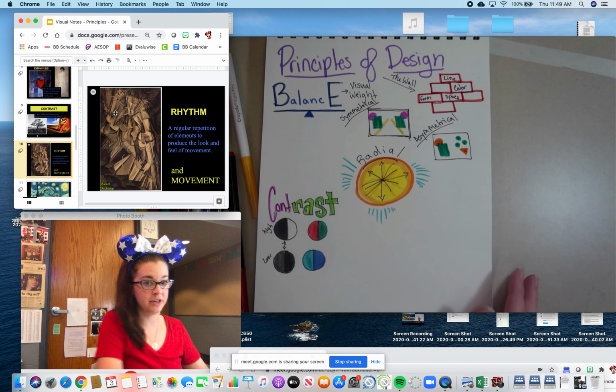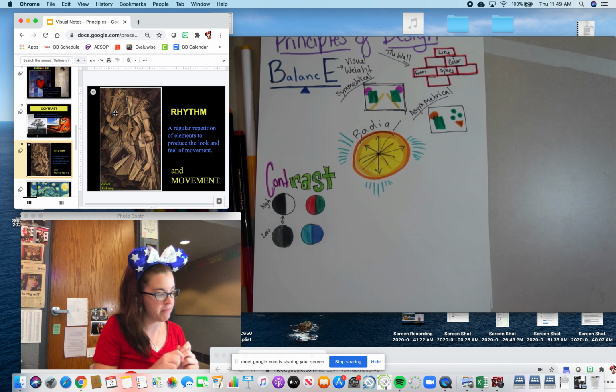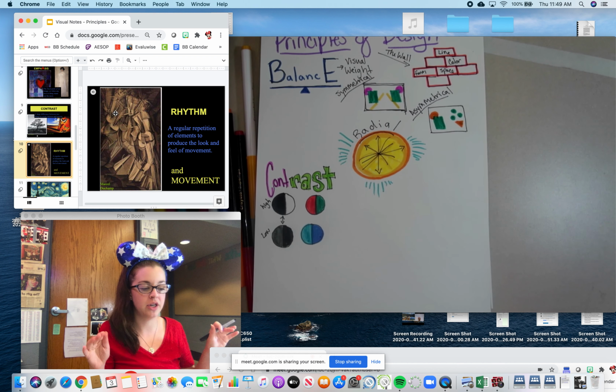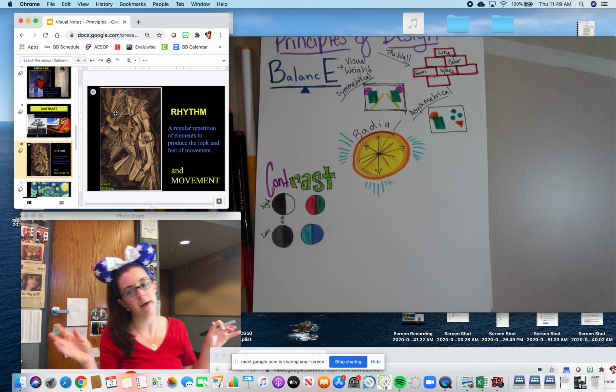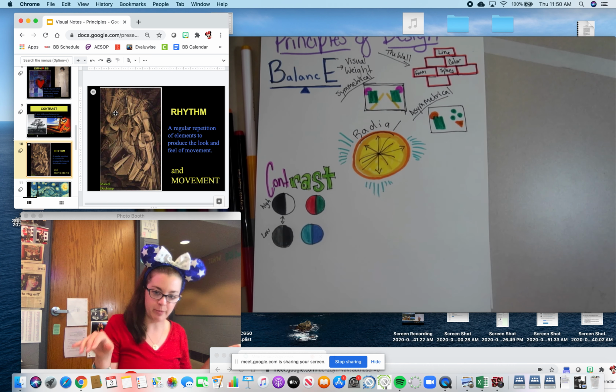The last one that I'm going to do with you is rhythm. Rhythm, I think, is the hardest principle to really define. I like to think of rhythm as the waves in an ocean. So when you're floating in an ocean, the waves are rhythmic, right? Like back and forth. But then a boat drove by and then it's like a bigger wave for a little bit. And then it kind of goes back.